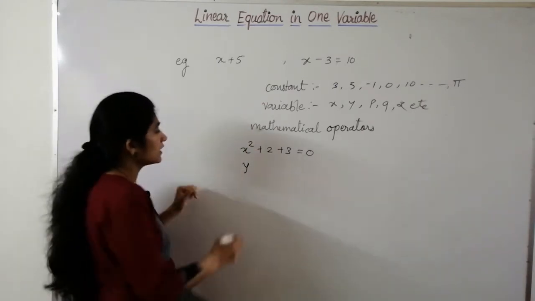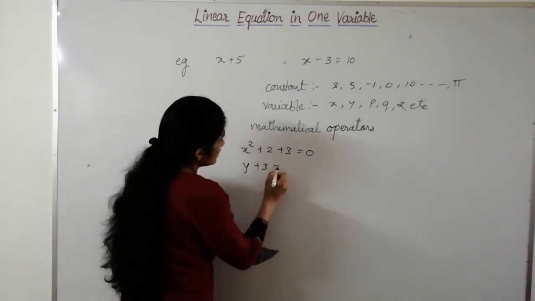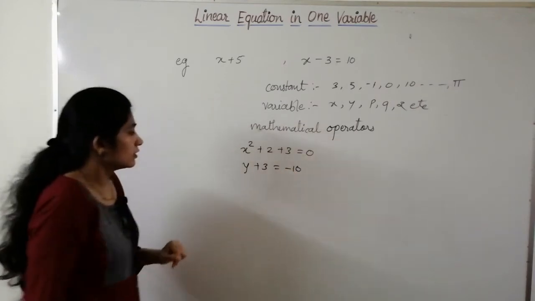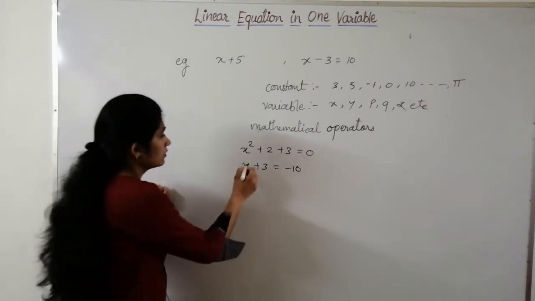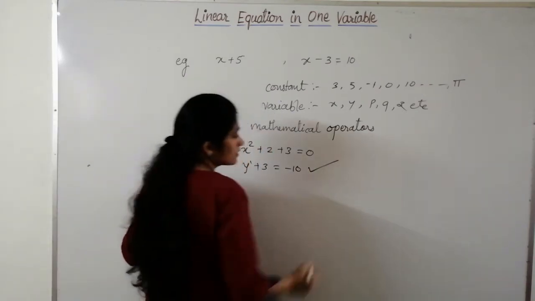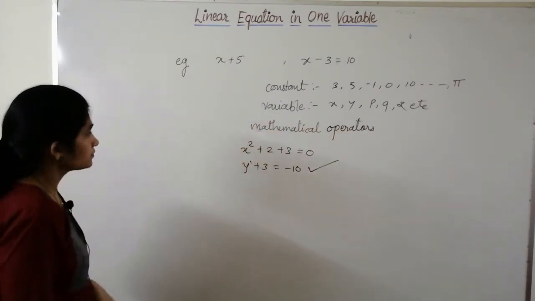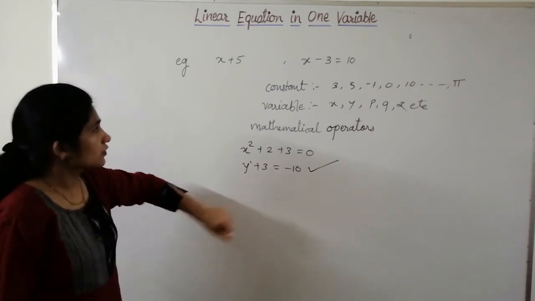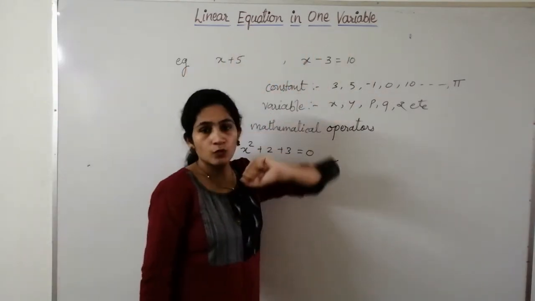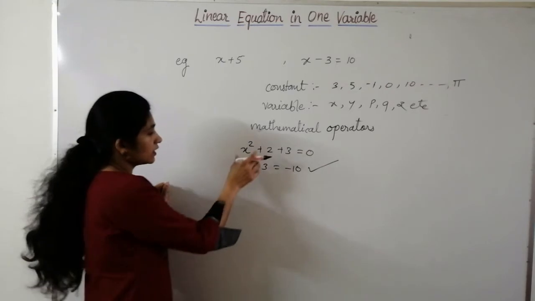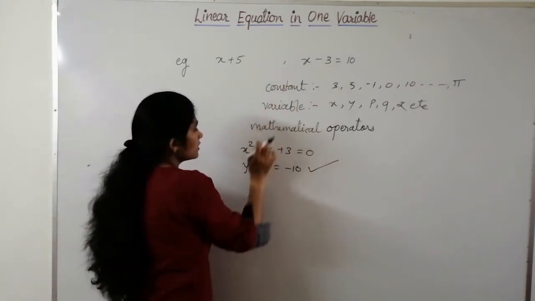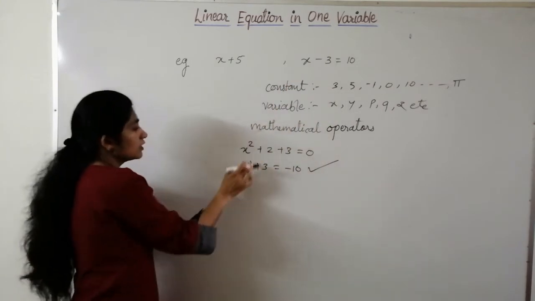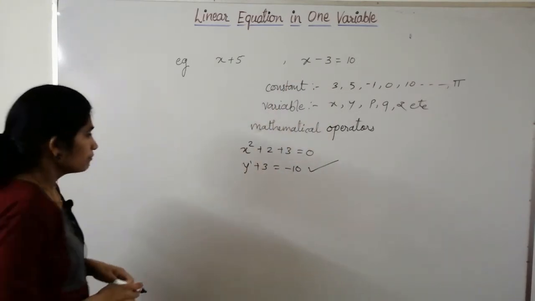If we take an equation like y plus 3 is equals to minus 10, in this the power of variable is 1. Therefore such equation is called as linear equation. Okay, so this is linear equation. Now what is in one variable? One variable means an equation which has only one variable. So all these equations which we have taken, in this there is only one variable.